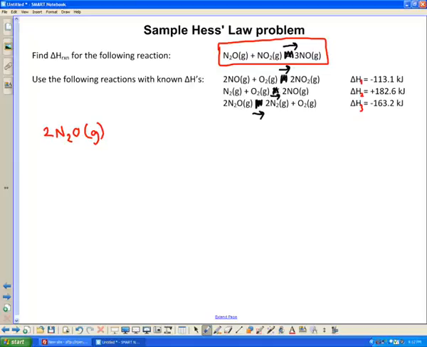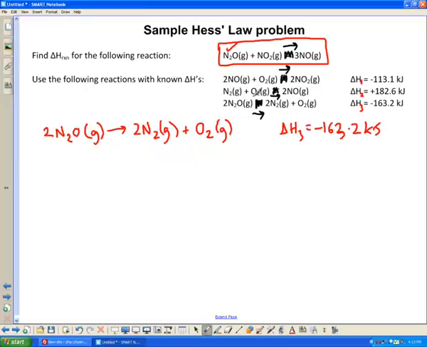Anyway, so 2N2O goes to 2N2 gas plus O2 gas. Now we didn't do anything with that, so we're just going to leave it the way it is. Delta H3 equals negative 163.2 kilojoules. Alright, so that's the N2O sorted out.